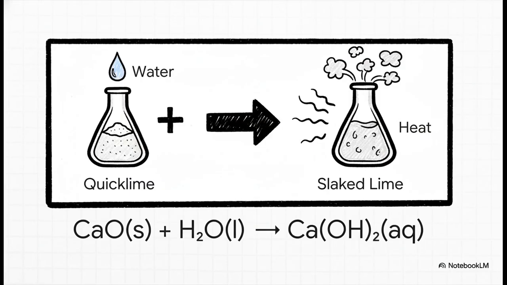And here's a classic example. Calcium oxide, which is also called quicklime, reacts with water. And what did they form? One single product, calcium hydroxide, or slaked lime. You might have also noticed that this reaction produces a lot of heat. Any reaction that releases heat is called an exothermic reaction.